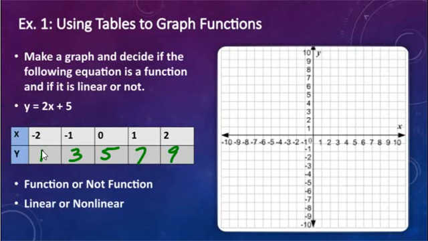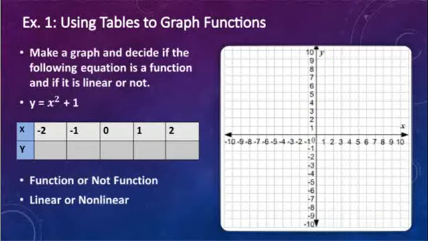We got negative 2 and positive 1. Negative 2, positive 1 is here. Negative 1 and positive 3. 0 and 5. 1 and 7. 2 and 9. I can draw my line. Answer the question, is it a function? Yes. It only crosses in each place once. You'll know because if there's a dot on top of a dot, straight up and down, then you know that it's not a function. And it's a straight line, so it is linear.